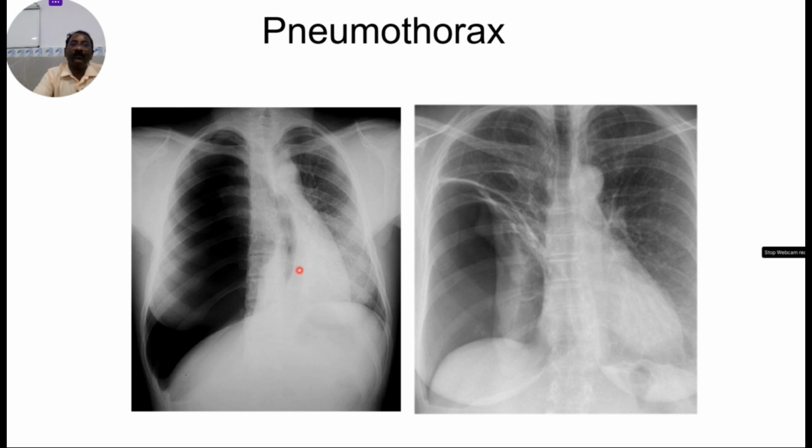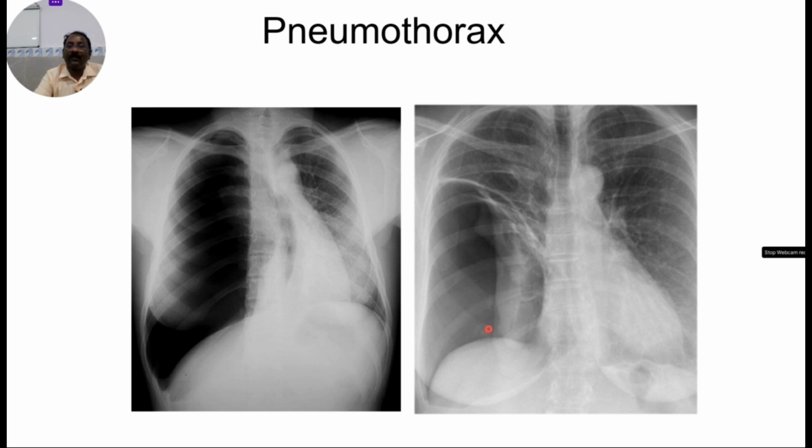And again the heart is pushed to the opposite side. Like your pleural effusion, here the mediastinal structures are all pushed to the opposite side. So this is the pneumothorax. So even a first year postgraduate should identify this massive pneumothorax.